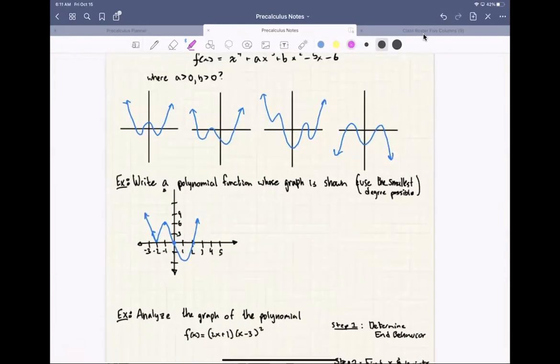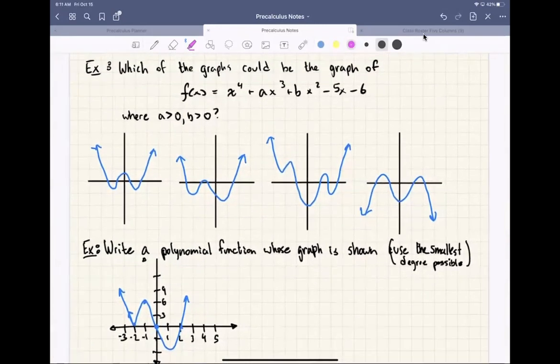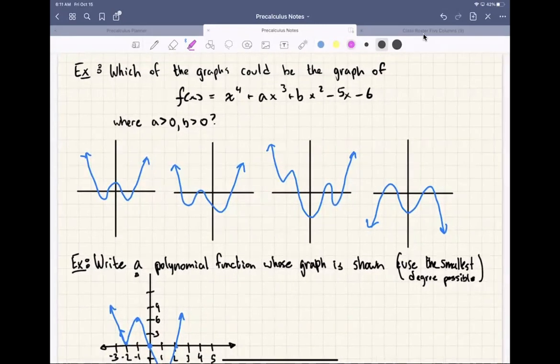All right, let's look at the first example up here. It says, which of the graphs could be the graph of f of x where a is greater than 0, b is 0. So this is a polynomial function right here. We're going to try and determine which one it is.